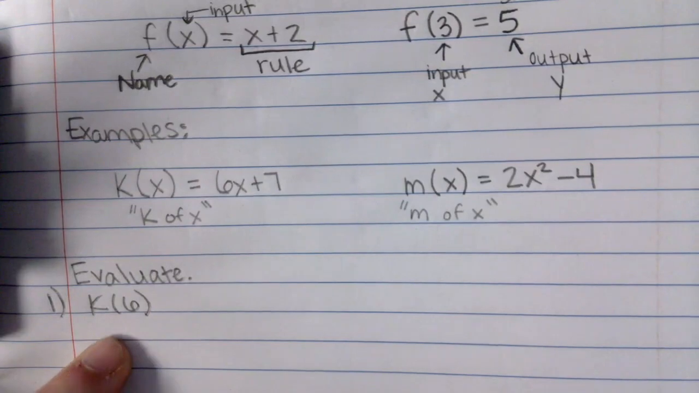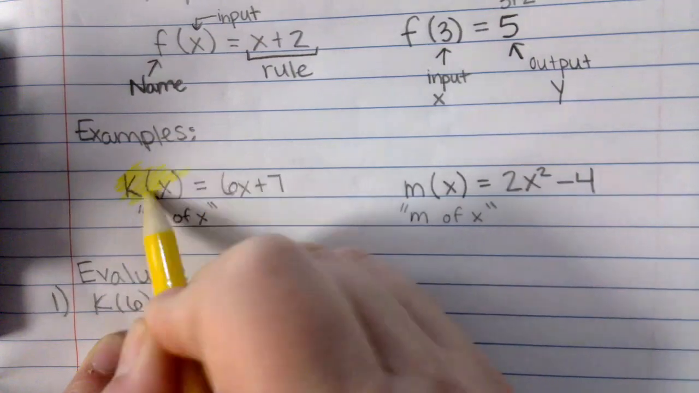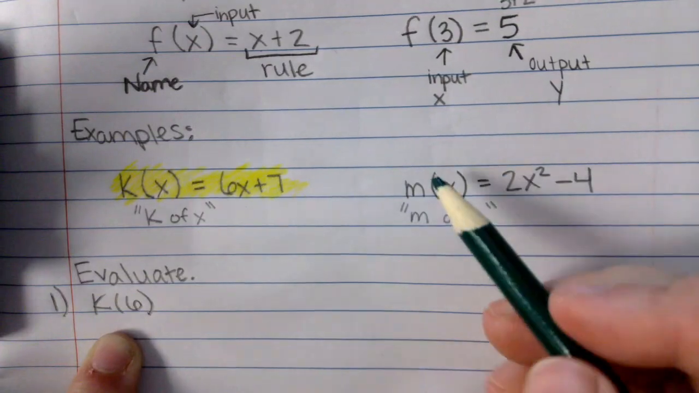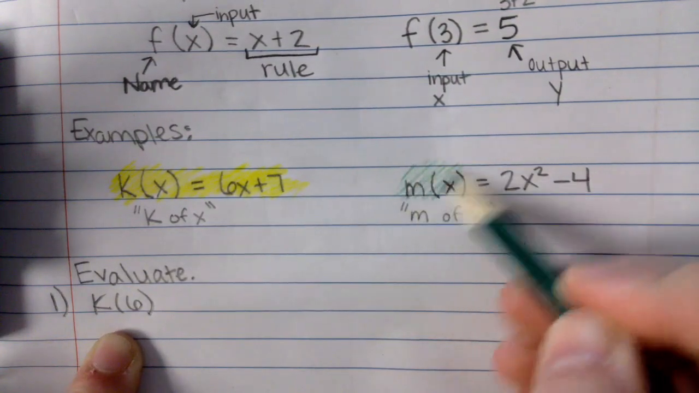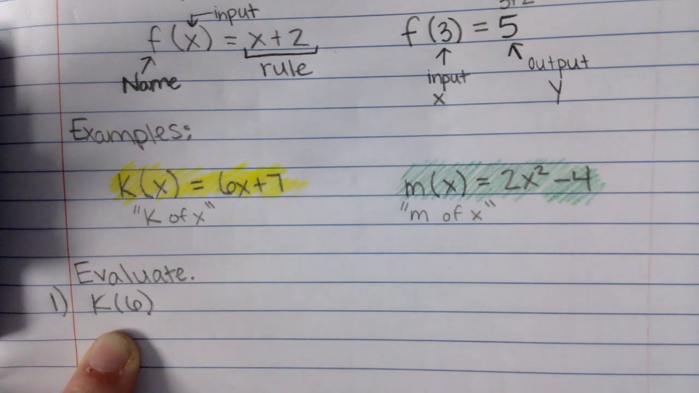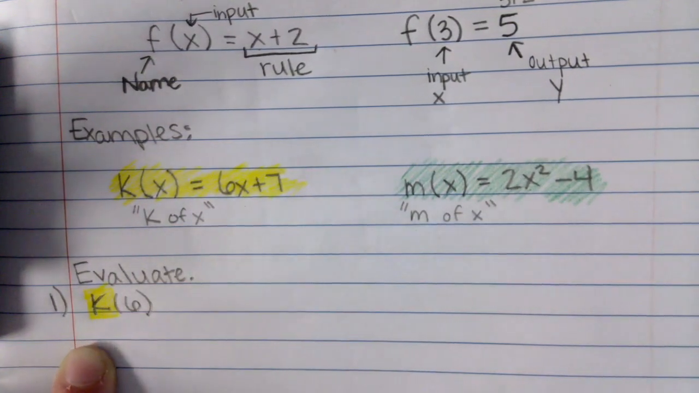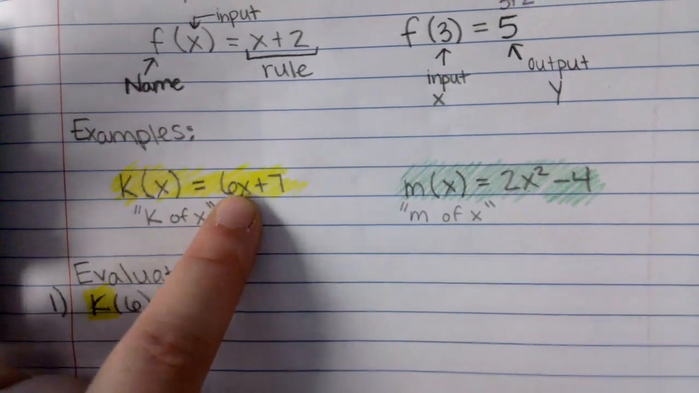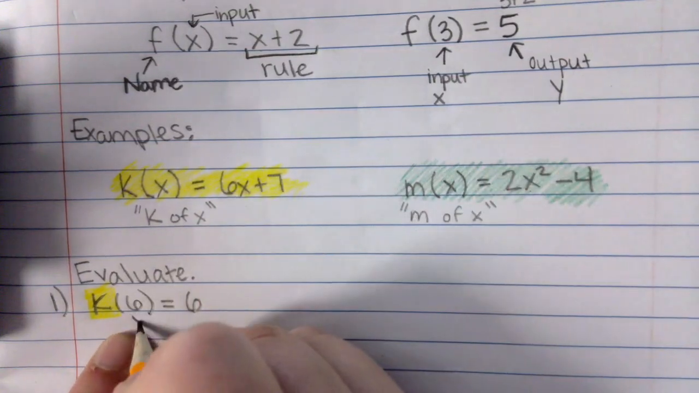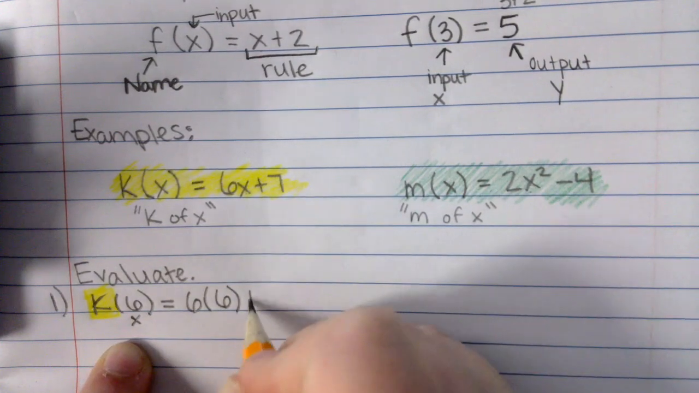I'm going to color code mine. I'm going to use yellow for k and green for my m. So when I see this k of 6, this tells me I'm going to use function k. So I'm going to do 6, but instead of x, I'm going to use this 6 as my x now. So 6 times 6 plus 7. And we can use our order of operations to find that answer.